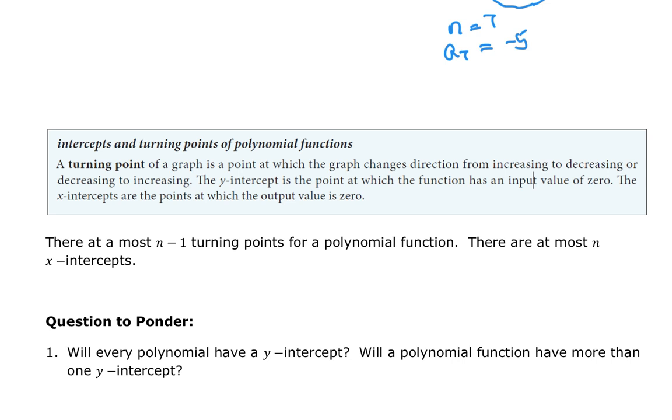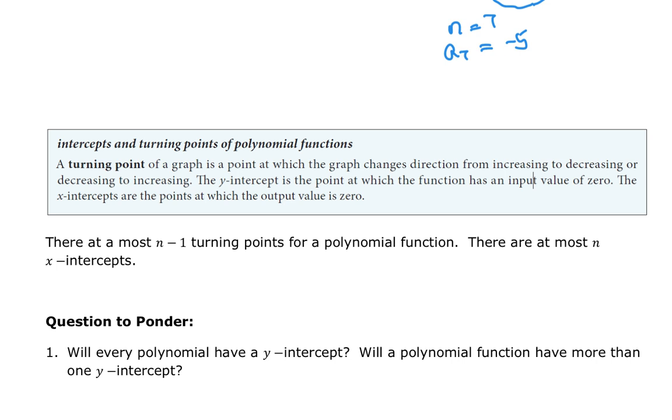Now, if you remember what a turning point is from chapter 1, a turning point is when we go from negative to positive, or from increasing to decreasing, or decreasing to increasing. So again, chapter 1, OpenStax. So that's what a turning point is.